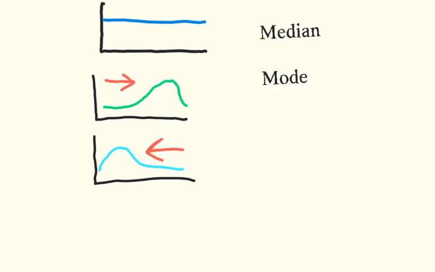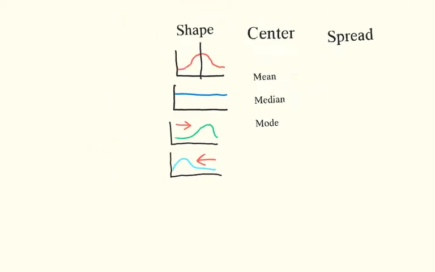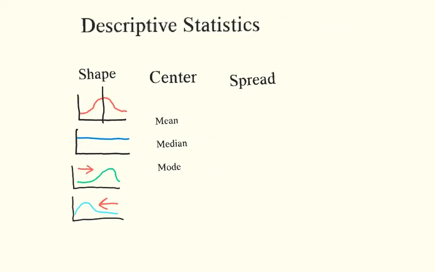The next thing that we talk about, other than the shape, is the center. There are three different things that we talk about when we're talking about the center of a data set, and we often refer to this as the measure of central tendency. The first one is the mean, which you may also refer to as the average. The second one is the median, which is also known as the middle. And the last one is the mode, which is the data value that occurs most often.